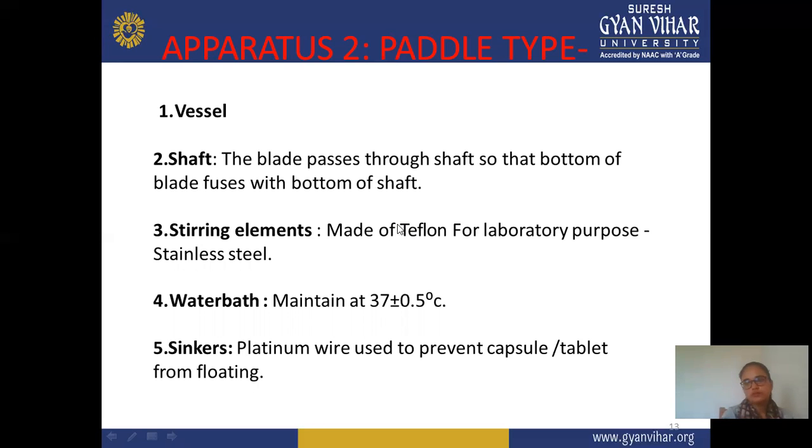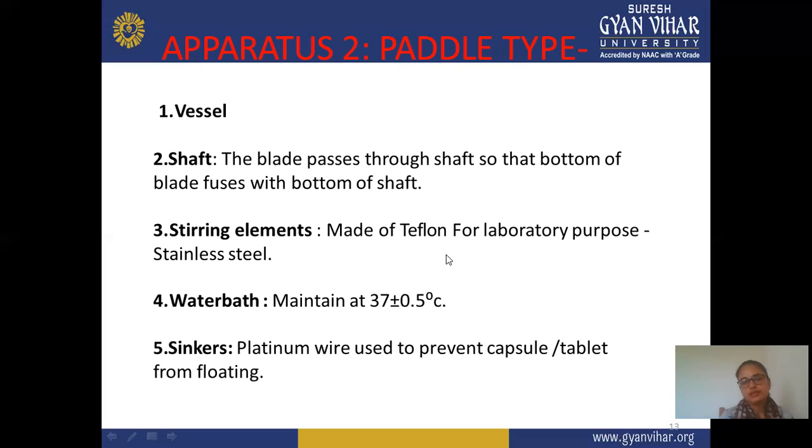And next is a stirring element made of Teflon for laboratory purpose, or stainless steel. There's a stirring element that is attached to the shaft, and it is made up of stainless steel or Teflon for laboratory use. And next is the water bath. The water bath is similar to the type 1 apparatus, in which you maintain the temperature at 37 degrees Celsius plus or minus 0.5 degrees Celsius, because that is also the body temperature. So you maintain 37 degrees Celsius.